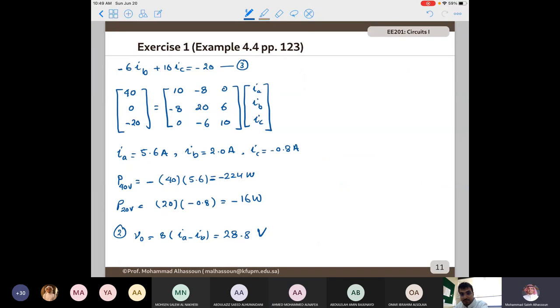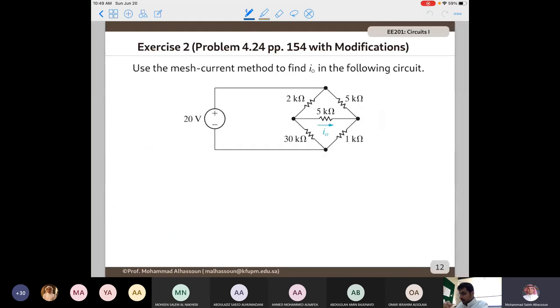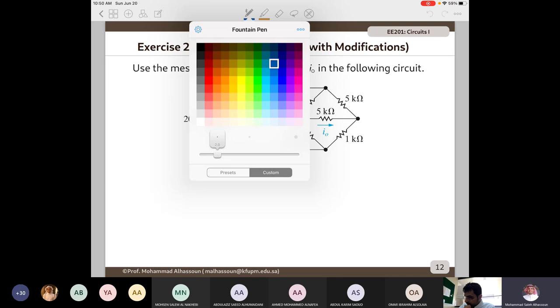Omar, you had a question? Okay. So let's take another exercise. This exercise is kind of tricky in the way that it's been drawn, but don't get frustrated about it. So the first step you need to do is what? What do you think? Properly redraw it, then I define the meshes. Yeah, so this is kind of frustrating here. So you probably need to start by redrawing the circuit. If you redraw the circuit, you'll get something like this.